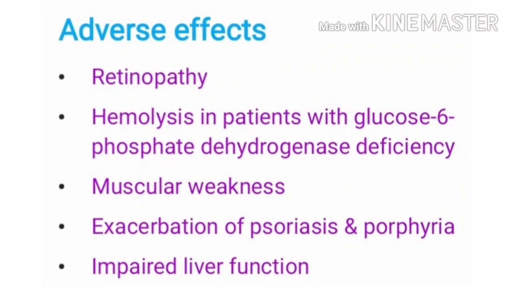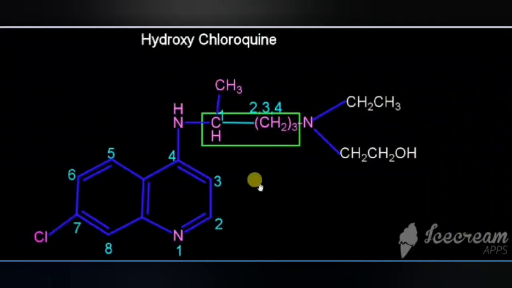They are retinopathy, hemolysis in patients with glucose-6-phosphate dehydrogenase deficiency, muscular weakness, exacerbation of psoriasis and porphyria, and impaired liver function. So next is hydroxychloroquine.